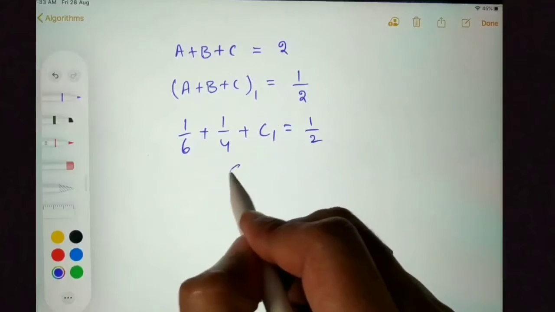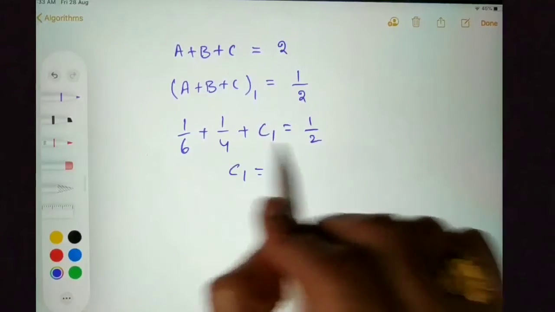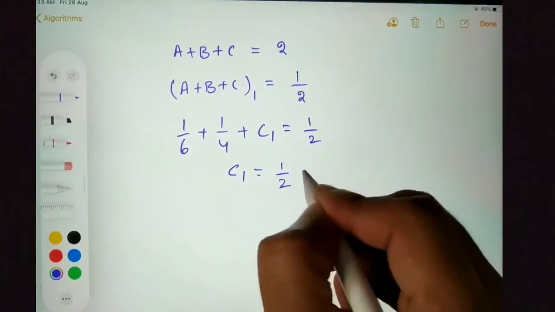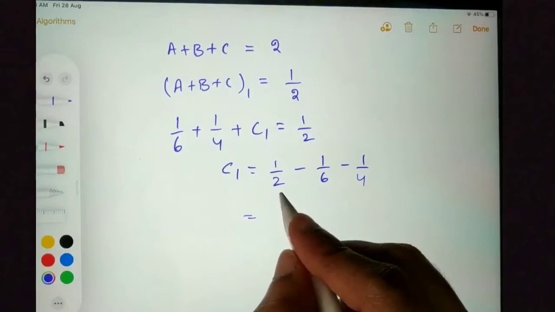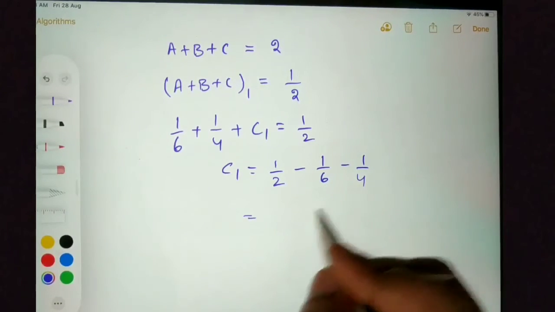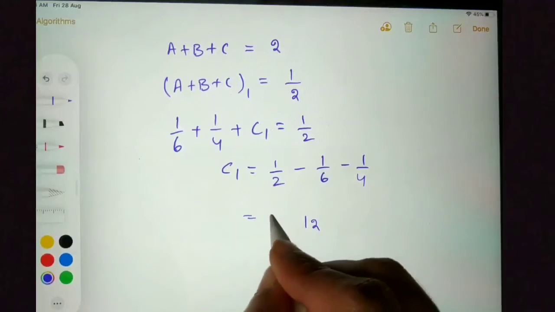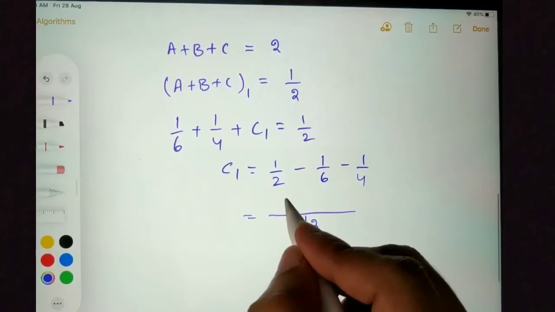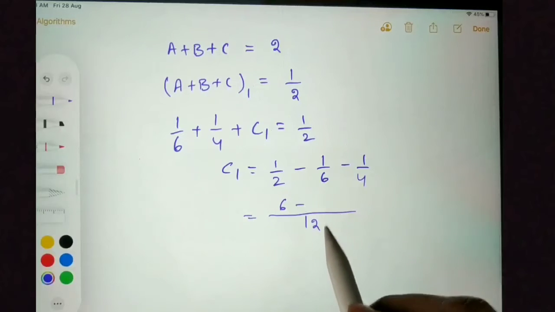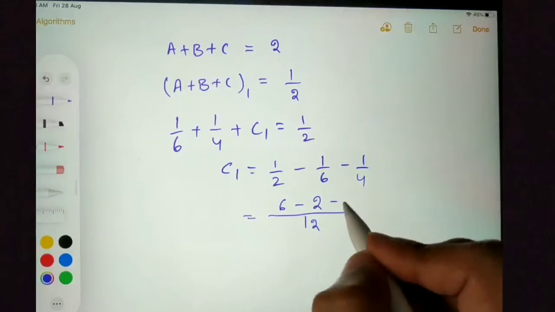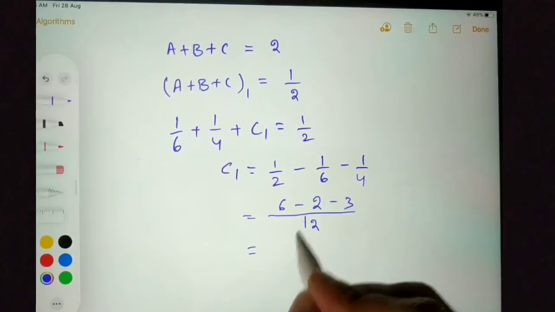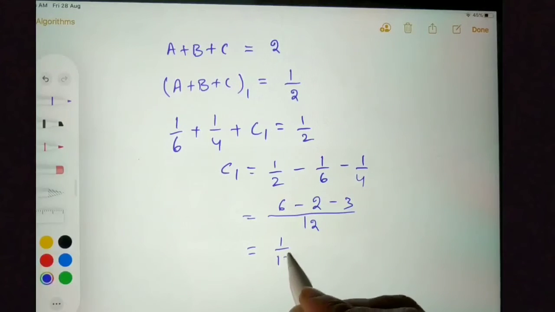And if we can move these to the right side, 1 by 2 minus 1 by 6 minus 1 by 4. LCM of 2, 6 and 4 is 12. And 12 divided by 2 is 6, and 12 divided by 6 is 2, and 12 divided by 4 is 3. Total we get 1 by 12.